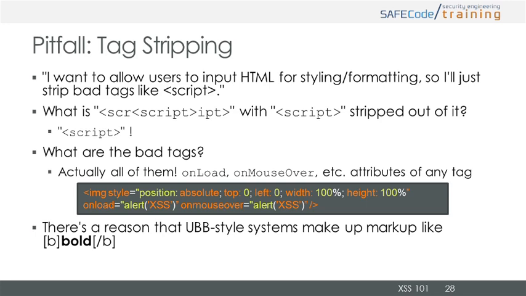And of course, coming up with a rule such as, we will strip out all of the bad tags, begs the question, what are the bad tags? And thanks to cascading style sheets and dynamic HTML techniques, basically every tag is a potentially bad tag. Tags can have event handlers placed on them, like onMouseOver, which can trigger JavaScript. They can have positioning and dimension information applied to them, so they take over the entire height and width of the page, which makes sure you're guaranteed to have a mouseOver event fire.